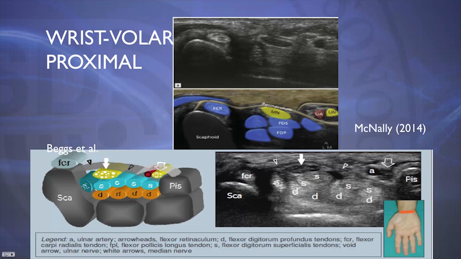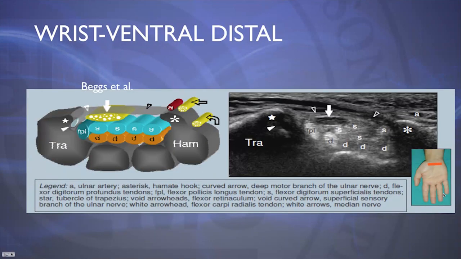And this is more in the distal aspect of the wrist on the volar side. This is now moving into the trapezium and the hamate bones. We're still able to see the flexor pollicis longus, the median nerve, and then our flexor tendons.